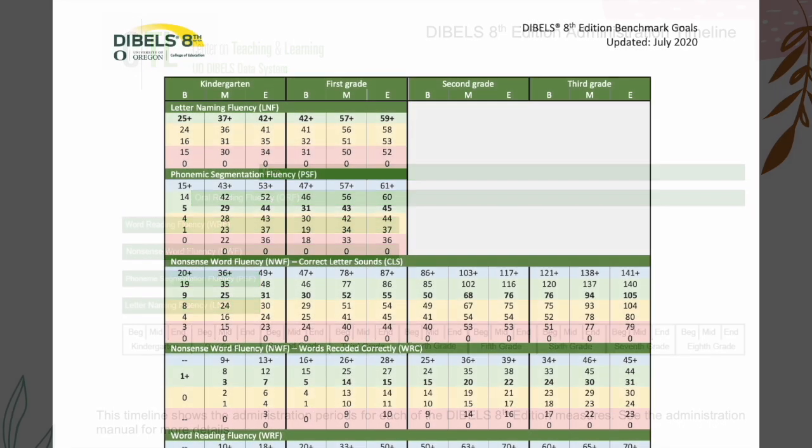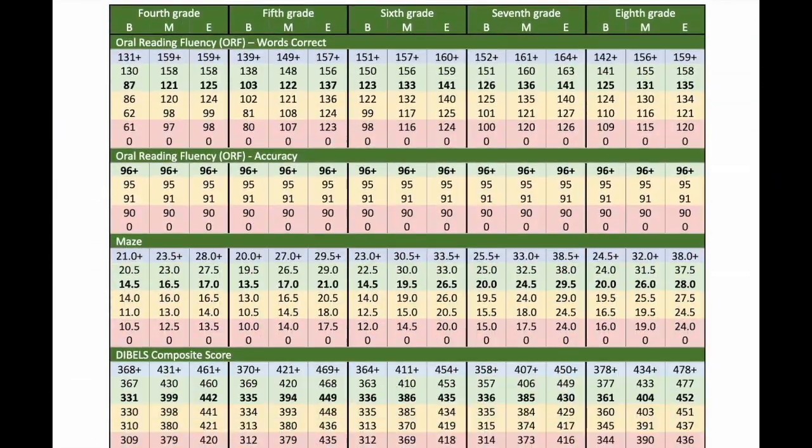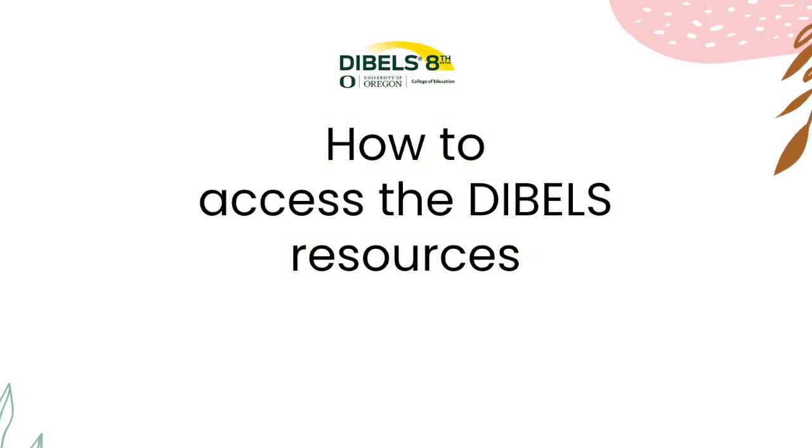looking at. You'll also need a copy of the benchmark goals document, which will give you a bit of an indication as to where the student is at in terms of their final score for each of the assessments. And at the bottom of the document is a key. So if they end up in the blue section, generally they're working above. In the green, they're working within the core. The yellow, there is some risk there and they might need some intervention. And the red is generally they are at risk or in that critical range and they will need some intervention.